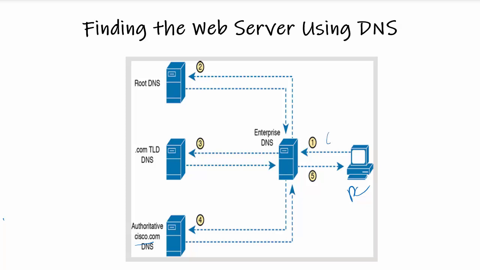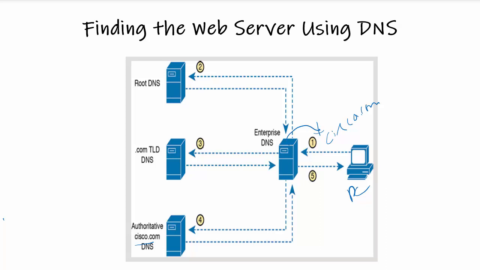It asks for cisco.com's address from this enterprise DNS server. This is the first message here. The recursive enterprise DNS server does not know the answer, meaning it does not know the IP address of cisco.com, but it does not reject the client's DNS request. Instead, it follows a repetitive recursive process shown in these steps. It sends repetitive queries in steps 2, 3, and 4.